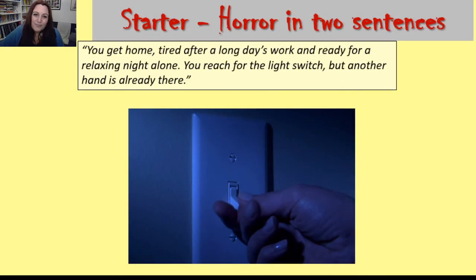You get home, tired after a long day's work and ready for a relaxing night alone. You reach for the light switch, but another hand is already there.